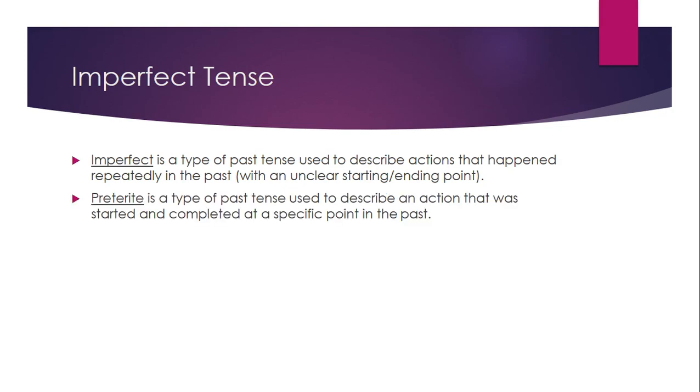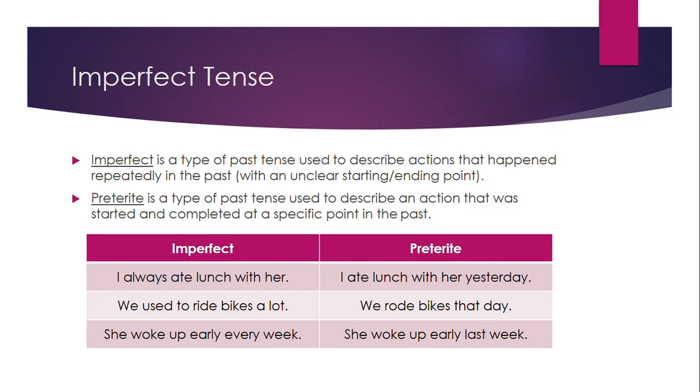In comparison, the preterite tense that you all already learned is a type of past tense used to describe an action that was started and completed at a specific point in the past. So in contrast with the imperfect example that I gave, for the preterite I could say, I hung out with my grandparents last week, right? We know that that happened last week. The starting and ending point were both last week, and it sounds like a one-time event as far as we know. So that's an example of a difference between the imperfect and the preterite tense.